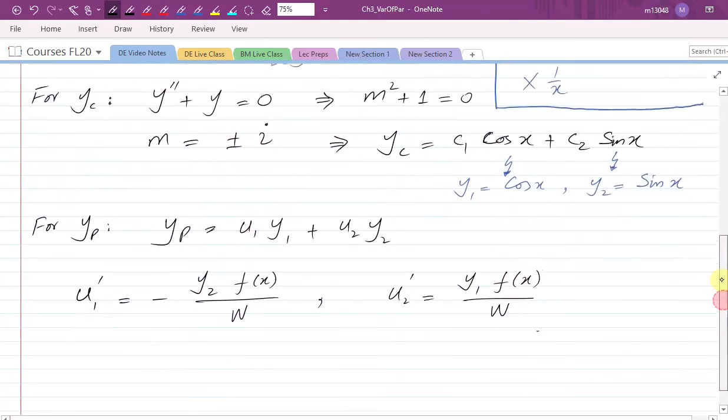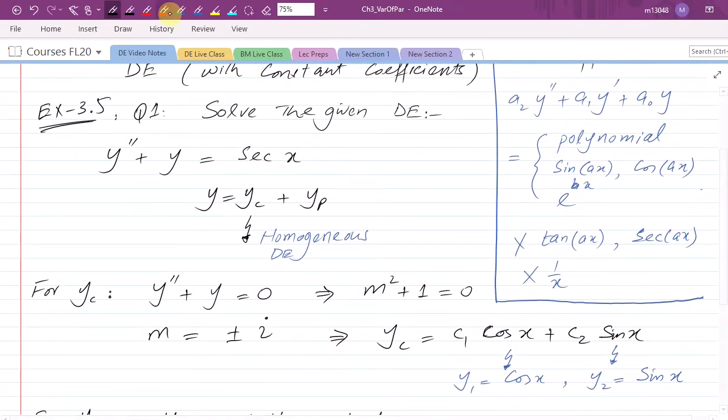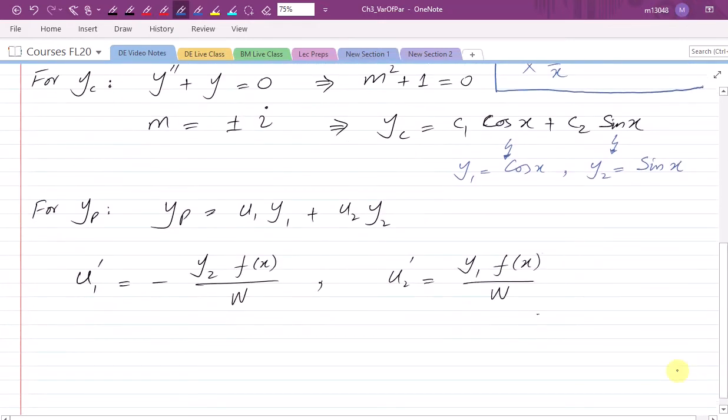F of x, we used to call it g of x in undetermined coefficients, and here we are going to call it f of x. F of x is the function on the right hand side of the equation. This function secant x is our f of x. So in the formula we know y2, we know f of x. Now the question is, what is w here?